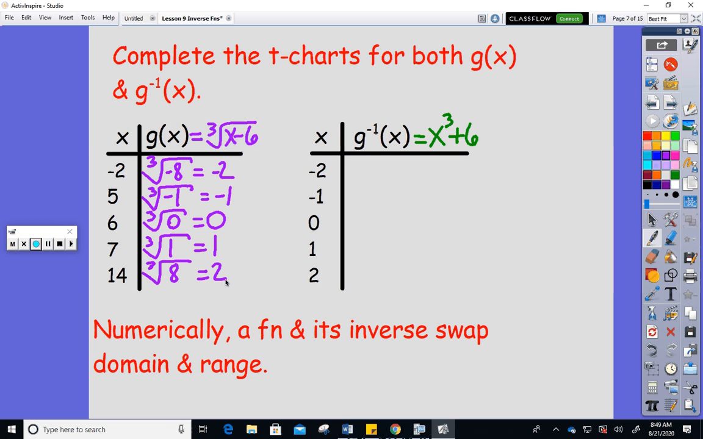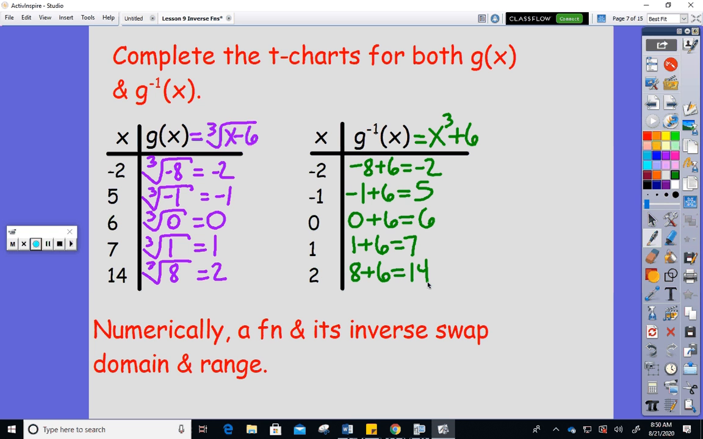So let's do the t-chart for y equals x cubed plus 6. Negative 2 cubed is negative 8, plus 6 is negative 2. Negative 1 cubed is negative 1, plus 6 is 5. 0 cubed is obviously 0, plus 6 is 6. 1 cubed is 1, plus 6 is 7. And 2 cubed is 8, plus 6 is 14.